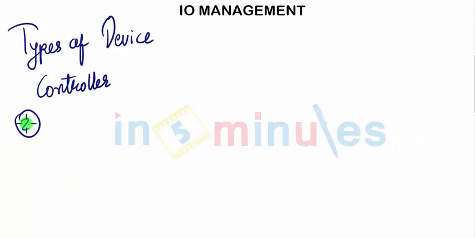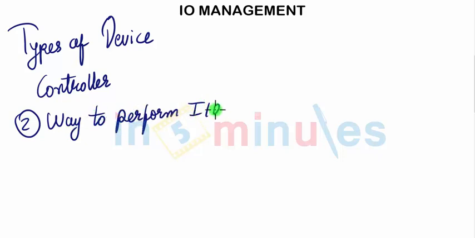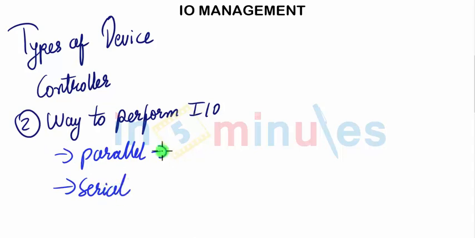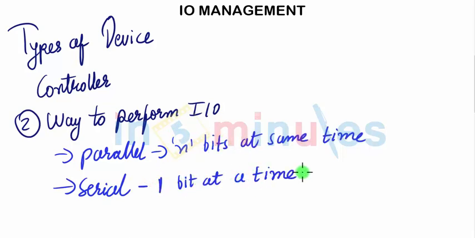Second type in which device controller can be categorized is the way to perform I/O. What I mean by this? Well, each device controller can have either parallel or serial read-write. By saying parallel, we can read or write bits at the same time. In serial, we read one bit at a time. With reference to execution, parallel ports are supposed to be faster compared to the serial ones.